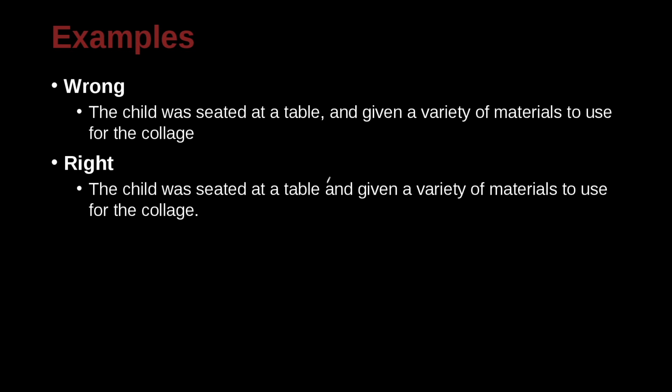The child was seated at a table and given a variety of materials to use for the collage. And here we have this comma here. So again, very simple, we just come and ask. If it's a comma and a conjunction, can the before be independent and can the after be independent? The child was seated at a table. Yes, that's good so far. Given a variety of materials to use for the collage. You know, that's no good because it has no subject. So it's lacking a subject, so we can't do that. We can use a conjunction, though, with no comma.